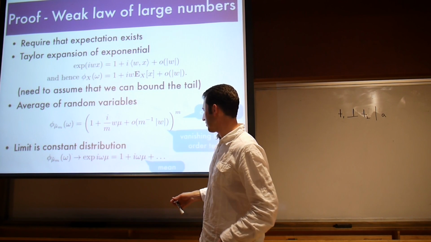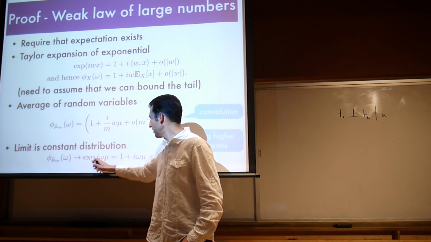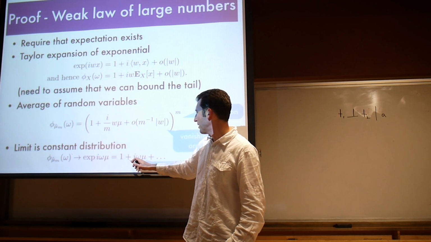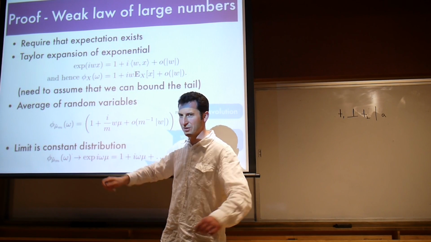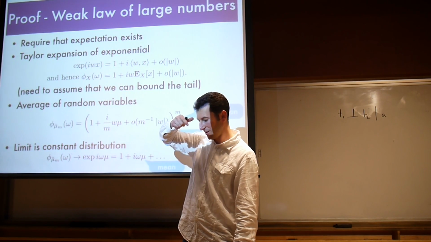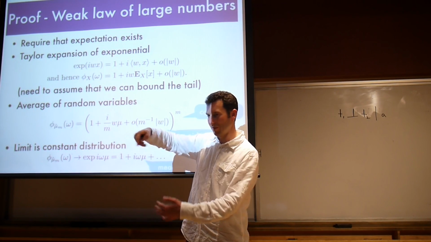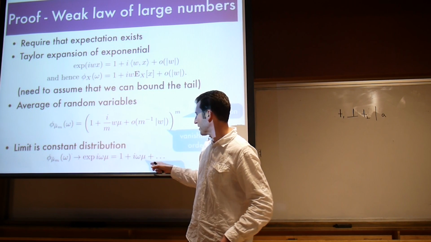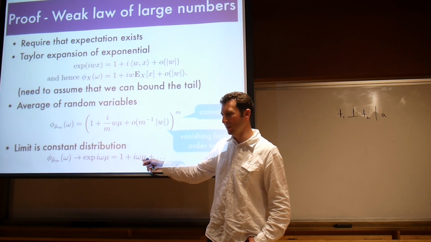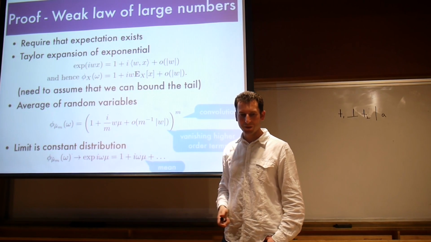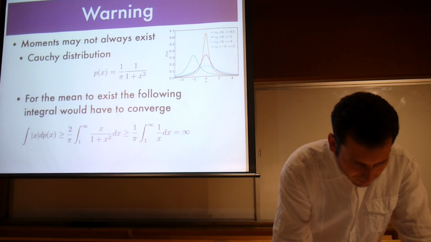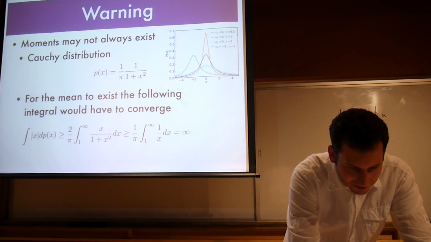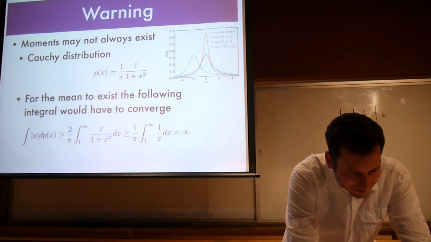So this converges to something that looks like 1 plus, so it basically converges to e to the i omega mu, which is just the delta distribution at mu. And if I expand it, I can immediately see that the mean has to be mu, and so we have our claim. So that just shows us that if I sum a bunch of random variables, they'll converge to the mean.